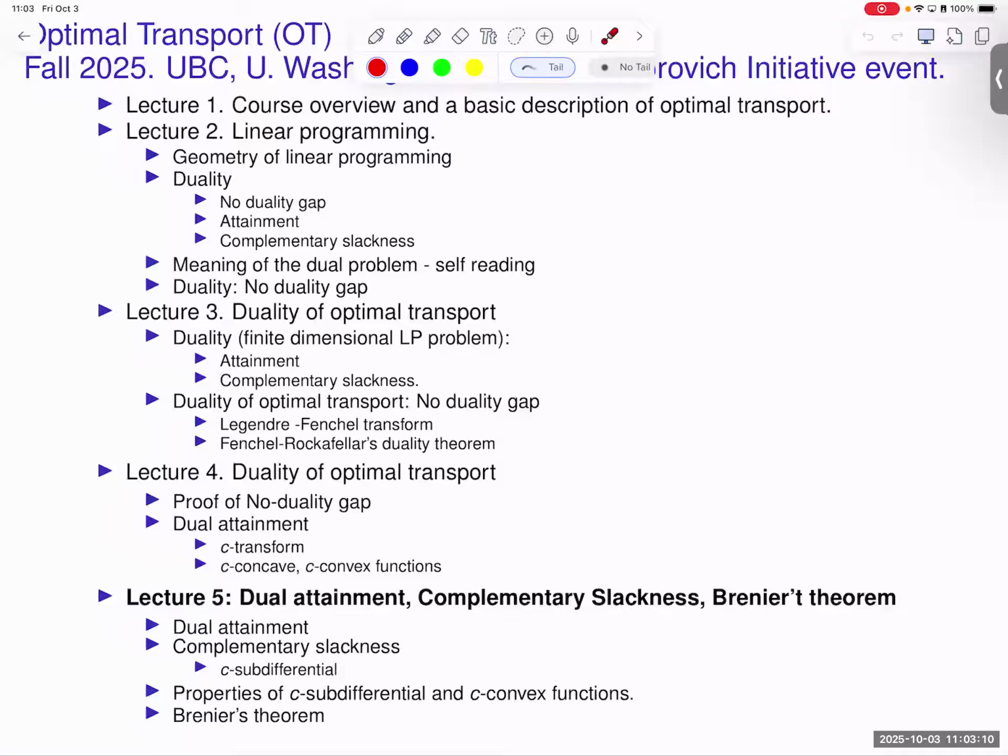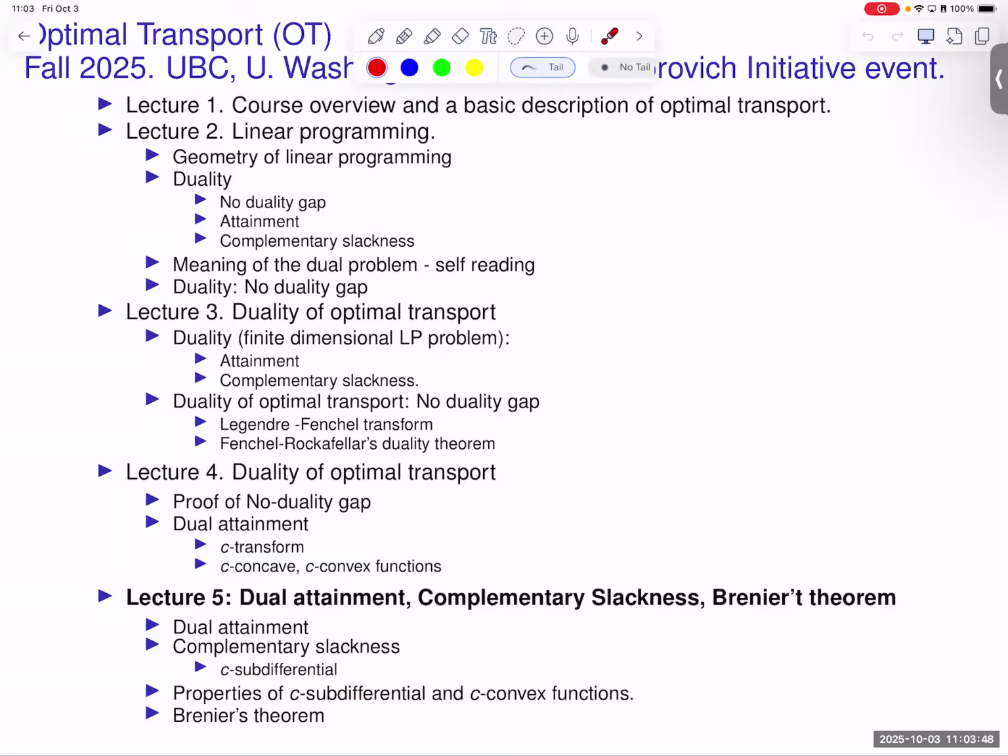And then there's another big result in duality, I mean, the so-called complementary slackness. Okay, so complementary slackness is extremely important in optimal transport, and we will see what this result applies to optimal transport, in particular, to give us the so-called Brenier theorem. Okay, the Brenier theorem is like a bridge between optimal transport and partial differential equations.